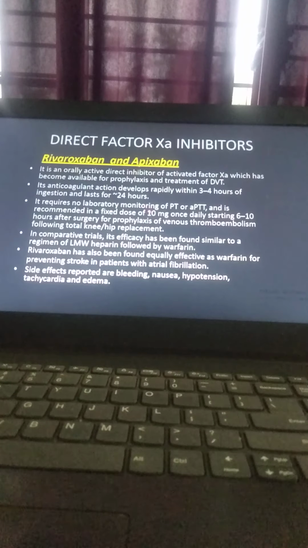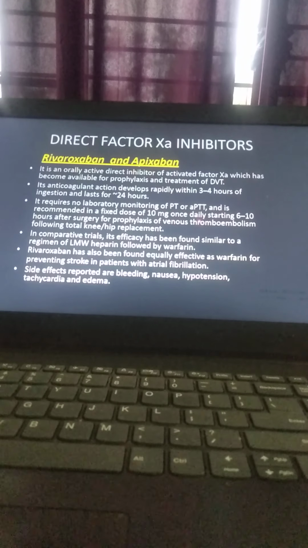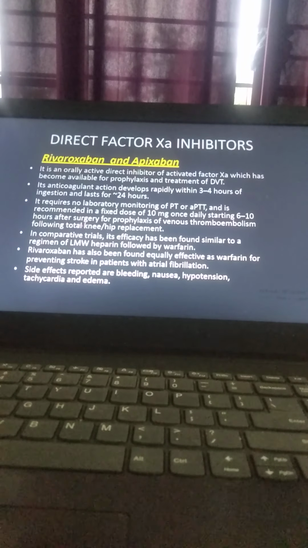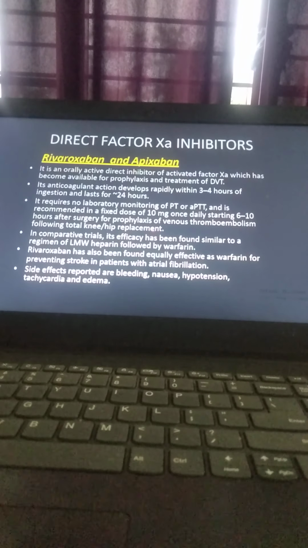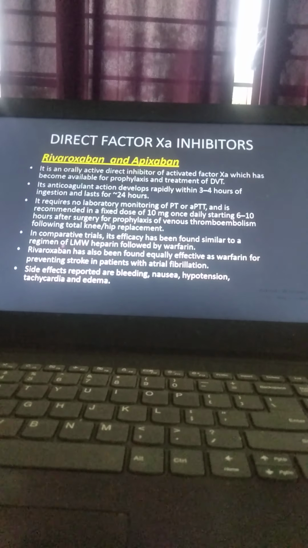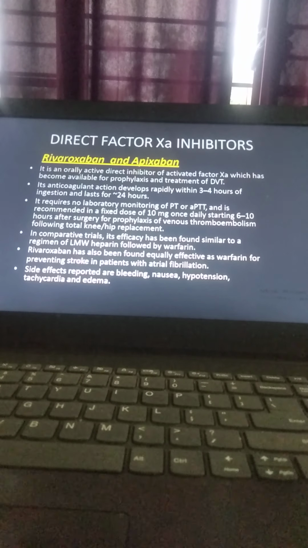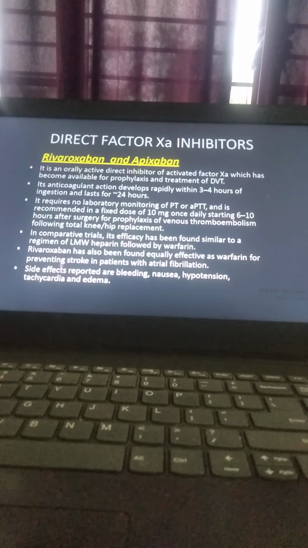It requires no laboratory monitoring of PT or APTT and is recommended in a fixed dose of 10 mg once daily, starting 6 to 10 hours after surgery, for prophylaxis of venous thromboembolism following total knee and hip replacement. In comparative trials, its efficacy has been found similar to a regimen of low molecular weight heparin followed by warfarin. Rivaroxaban has also been found equally effective as warfarin for preventing stroke in patients with atrial fibrillation. Side effects reported are bleeding, nausea, hypotension, tachycardia, and edema.